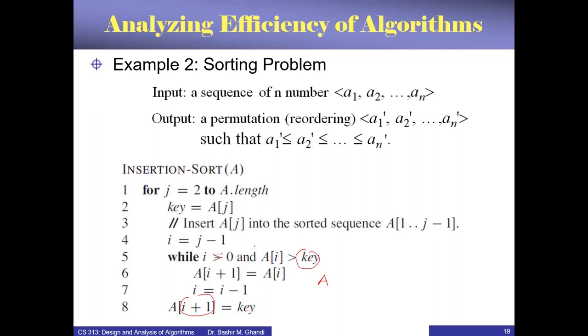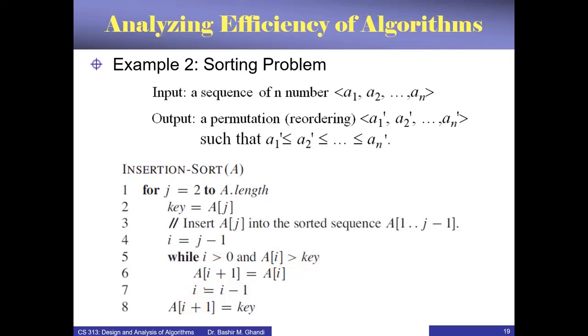Similarly, even if we have found a correct place to do the insertion, so it happens that now A at i is not greater than key. Still, you see we have decreased i by 1. But actually we want to do the insertion at i. Therefore, we have to say insert this key at i plus 1.